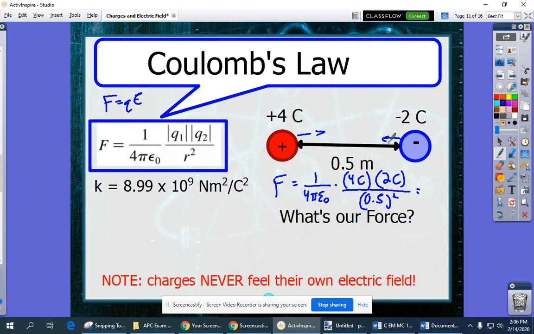So our force here is a whopping 2.88 times 10 to the 11th newtons, which is just an astronomical amount of force. Because again, a Coulomb of charge is, to use a technical phrase, a butt ton of charge. So reminder, charges never feel their own electric field. They only feel the electric field of other charges.